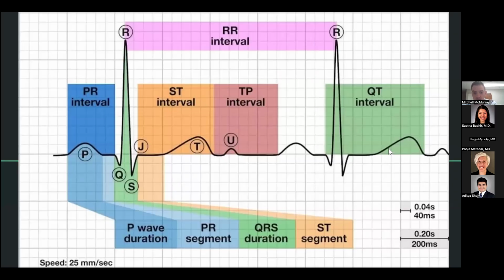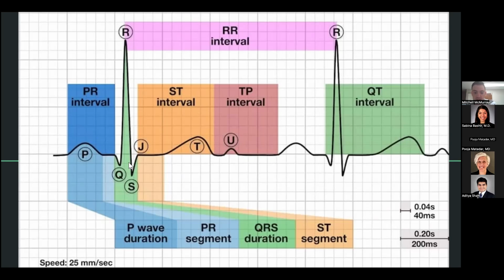Each EKG tracing has its own intervals and segments, and they're broken down here. From the far left, this is the P wave, which indicates atrial depolarization, and the interval that starts from the start of the P wave to the start of the QRS complex here. This is the QRS complex. The Q wave is the first negative deflection down there. Not all leads will have a Q wave. And then the next one's the R wave, which is the positive deflection that indicates ventricular depolarization.